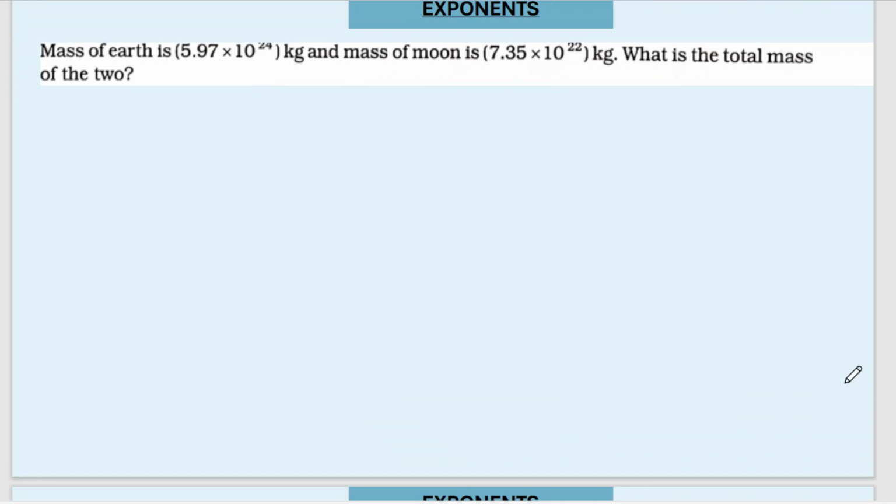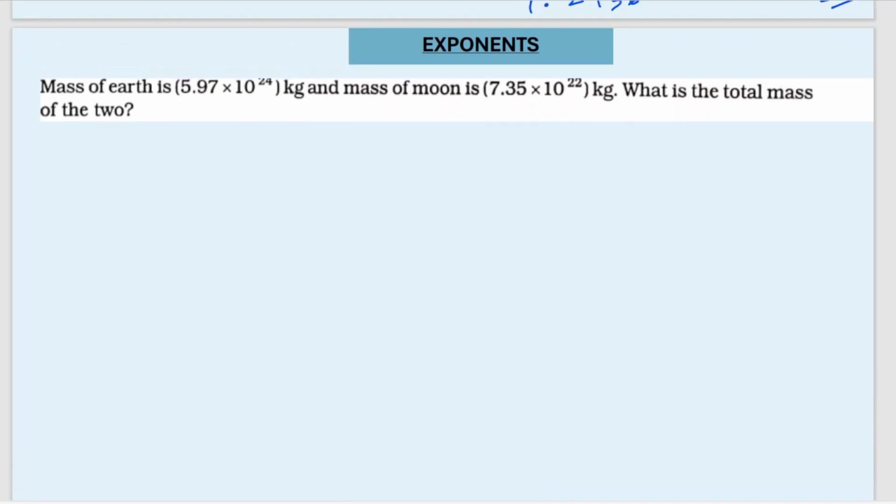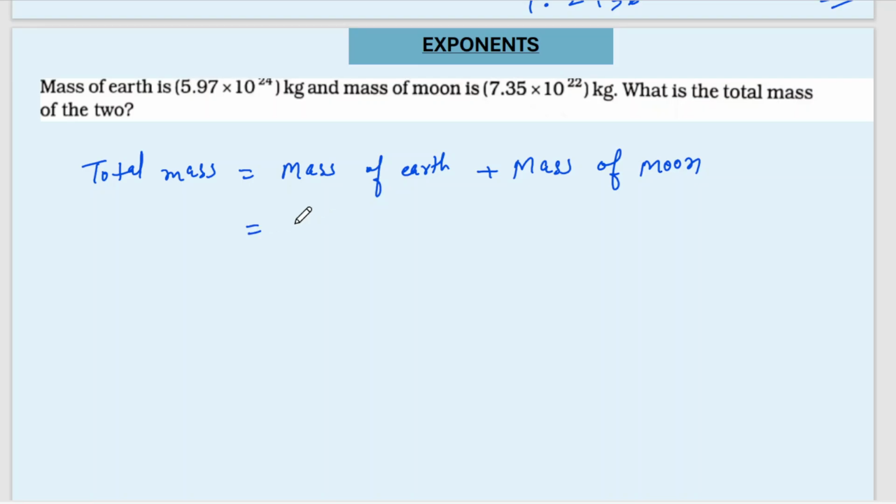Mass of the earth is 5.97 into 10 to the power 24 kg, and mass of the moon is 7.35 into 10 to the power 22 kg. What is the total mass? Okay, so total mass equal to mass of earth plus mass of moon. What is mass of earth? 5.97 into 10 to the power 24 plus what is the mass of the moon? 7.35 into 10 to the power 22.